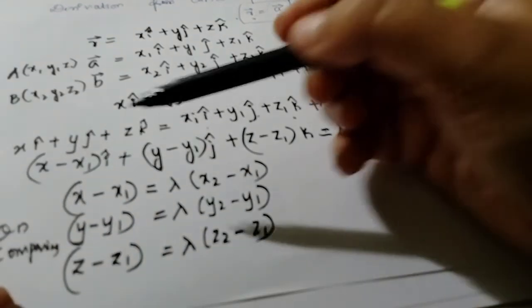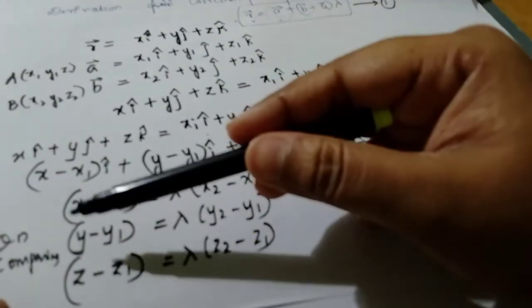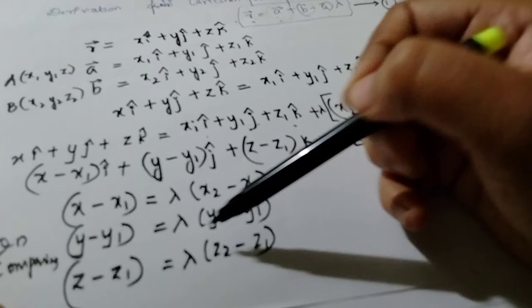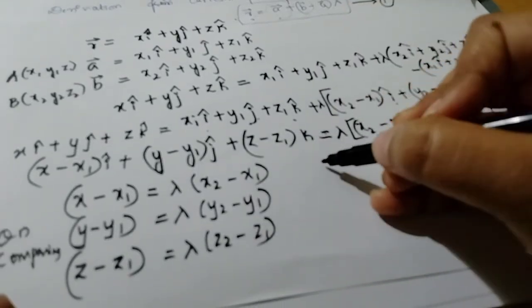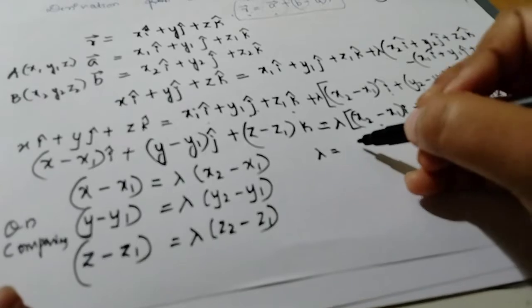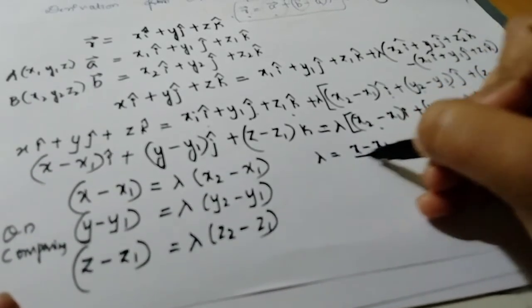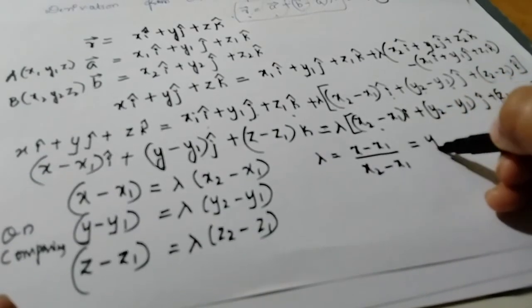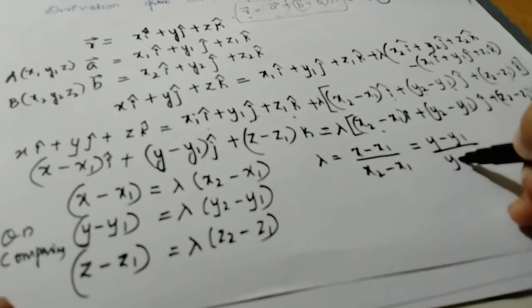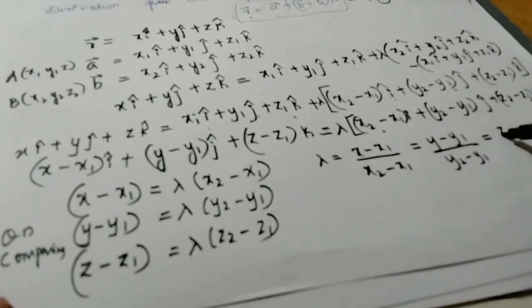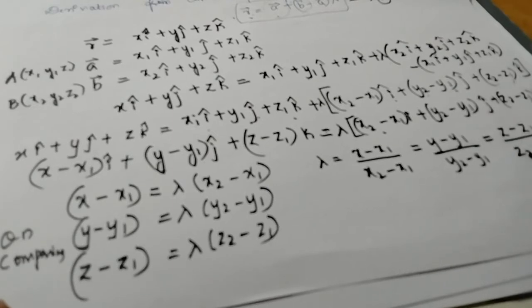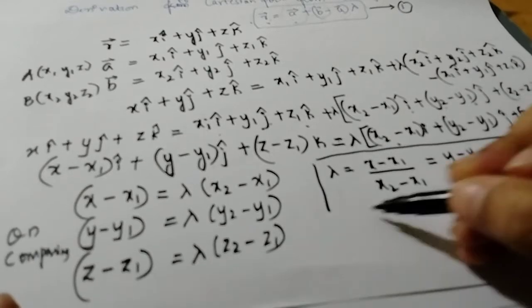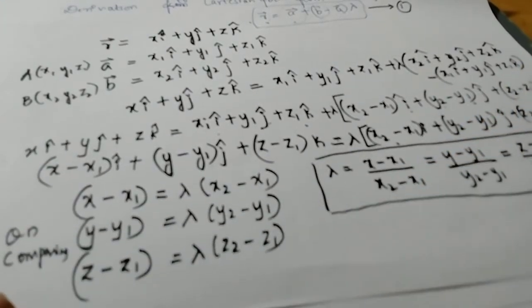Okay, on comparing you get x minus x1 is equal to lambda times of x2 minus x1, y minus y1 is equal to lambda times y2 minus y1, z minus z1 is equal to lambda times of z2 minus z1. So lambda is equal to what it becomes? X minus x1 divided by x2 minus x1. So this is equal to y minus y1 divided by y2 minus y1. This is equal to z minus z1 divided by z2 minus z1. So this is the vector form of a derivation.